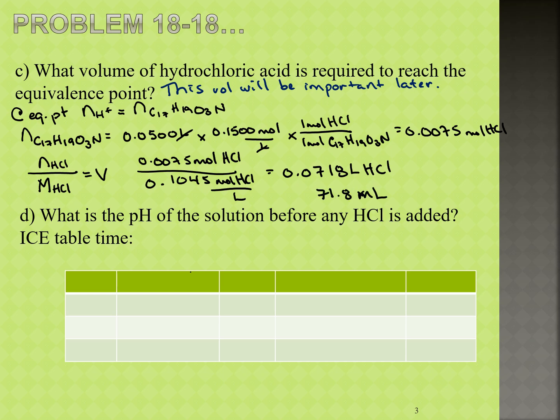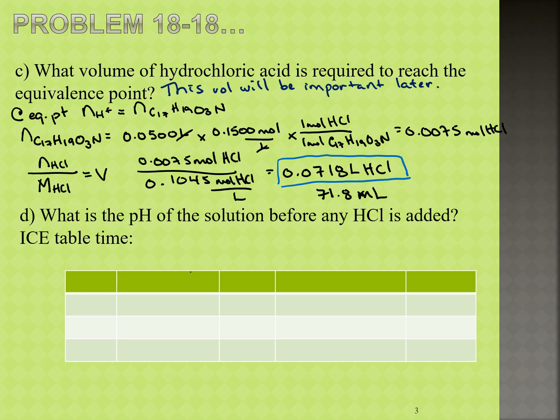All right, which is also 71.8 milliliters, just in case they wanted that. So we're probably, like I said, going to use this value here later on. So let's remember that we're going to probably use that later.